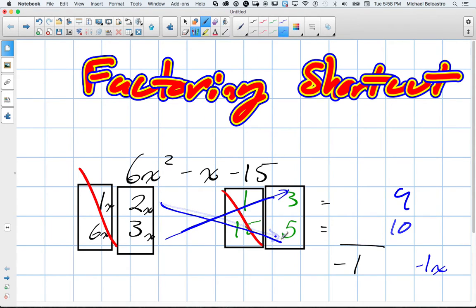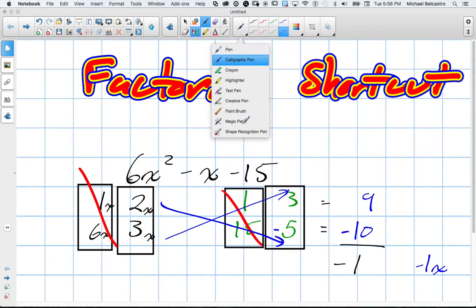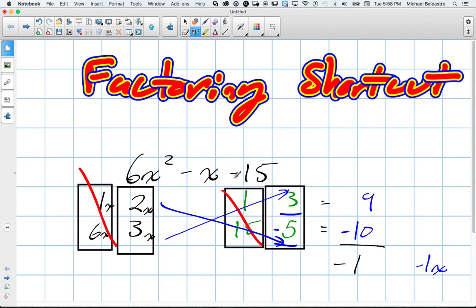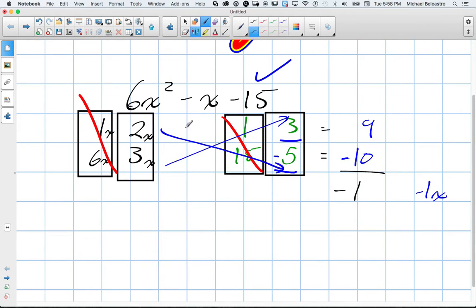But okay, so I'm going to put these permanent lines here. I know I need the values of 10 and 9. And I need them to add up to negative 1, which means I need the 10 to be negative, right? In order for that to work. And how did I get 10? Well, I did 2x times that 5. That means this 5 would need to be negative. And as a check, negative 5 times positive 3 is negative 15. Great, it checks out.